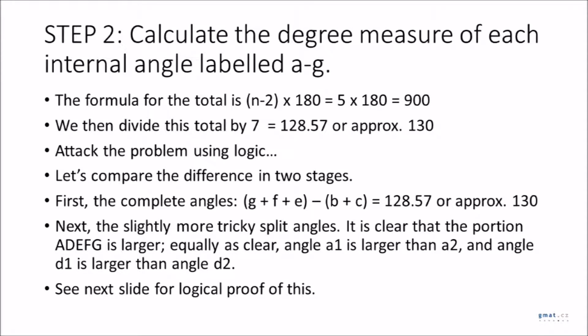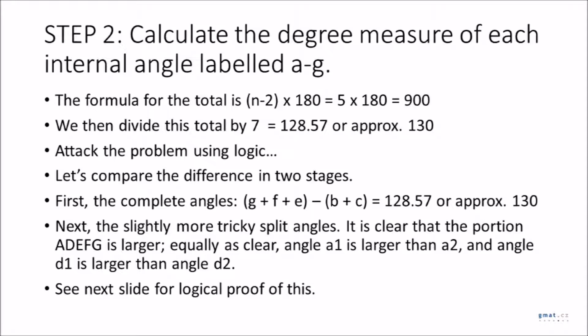Step 2, calculate the degree measure of each internal angle labeled A through G. This is a logical first step. We apply the formula, and obviously it's the same solution as we got in that first example question at the beginning of the video. It's 7 minus 2 is 5, times 180 is 900 total. Divide by 7, and it's an approximation question, so each internal angle is approximately 130 degrees.